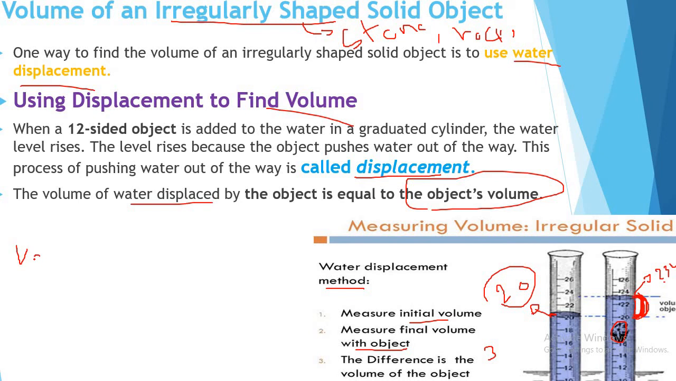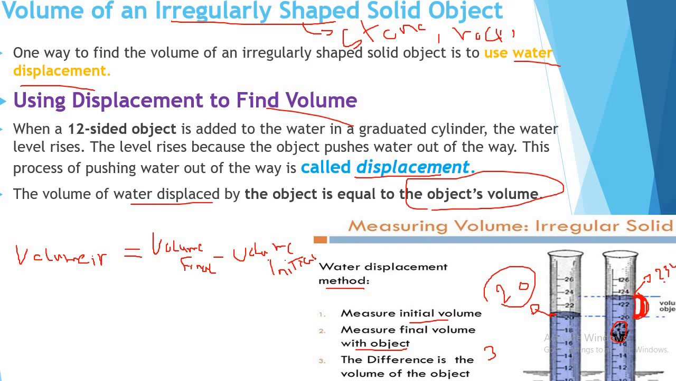So if you want to measure the volume of an irregular shape, volume equals volume final minus volume initial. Volume final means volume with the object, and volume initial means volume without the object. So again, we use this water displacement to measure an irregularly shaped solid object.